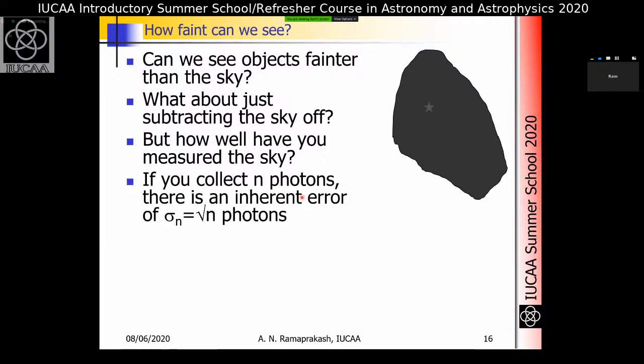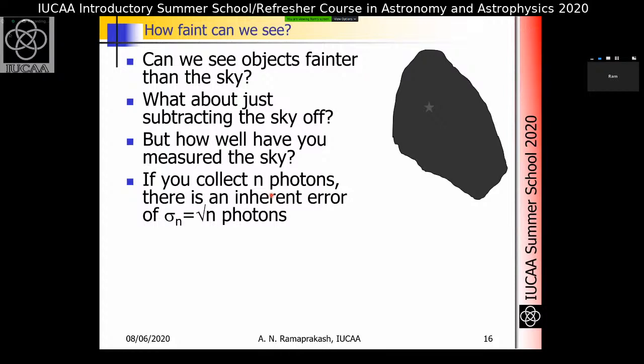So the rule is, if you collect n photons from any source, photons are just units of light or packages of energy, there is an inherent uncertainty of root n. The error in that measurement is root n. So you can only say that I collected n photons plus or minus root n. That is my uncertainty. That is the error in my measurement. This is not because of any technology error. This error is not introduced because of any limitations of your measurement system. This uncertainty is coming inherently from the nature of photons.